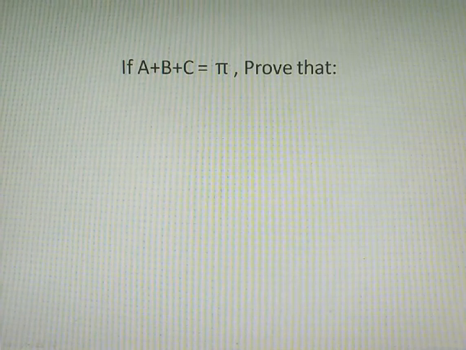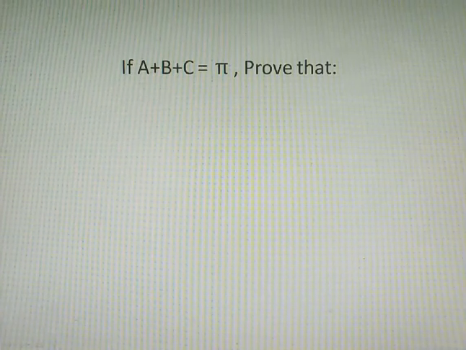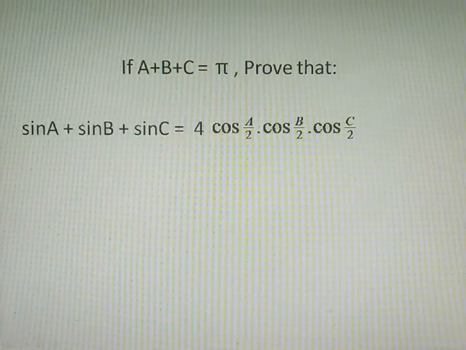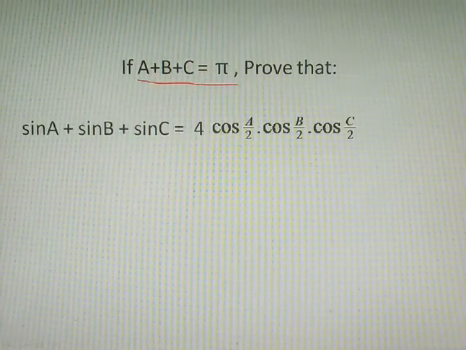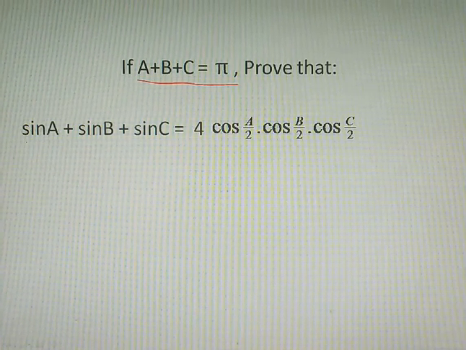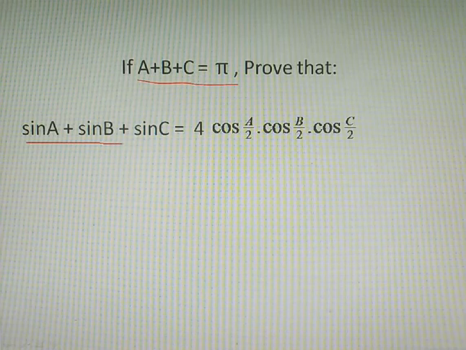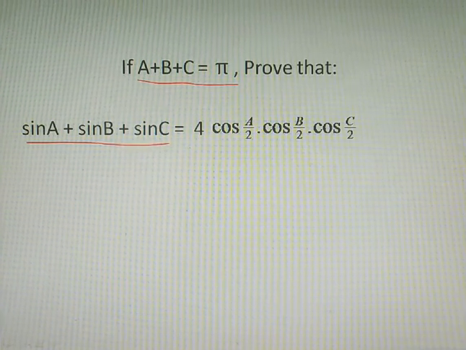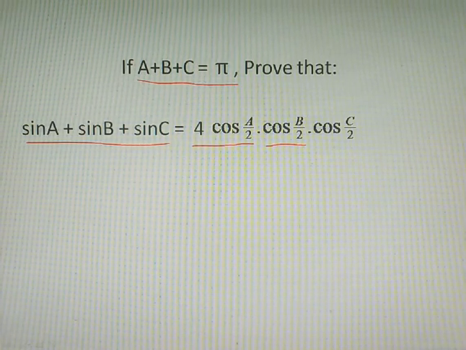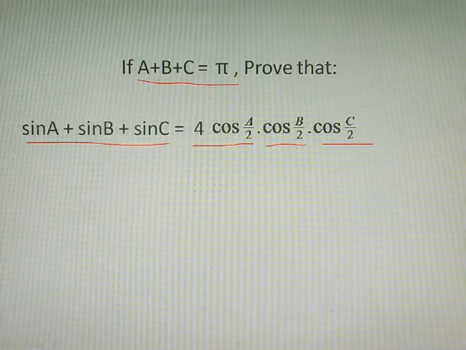I wish to continue with another problem related to trigonometry today. And the question goes like this. If A plus B plus C is equal to pi, that is 180 degrees, then we have to prove sine A plus sine B plus sine C is equal to 4 cos A by 2 into cos B by 2 into cos C by 2.